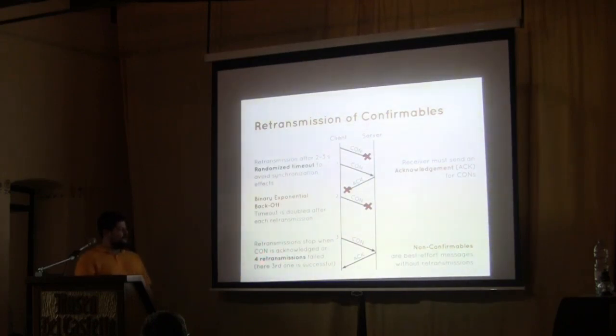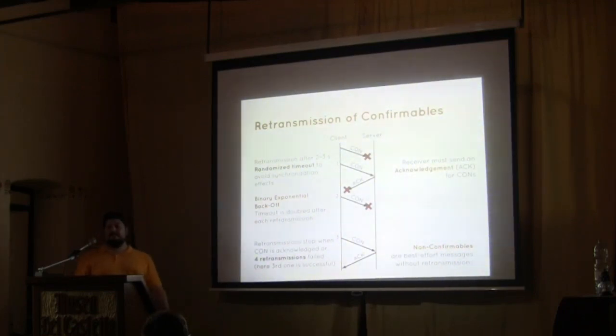So CoAP defines by default 4 retransmissions at maximum, so at most you will transmit something 5 times. And if you start with 1 to 3 seconds, double this each time, it can be 45 seconds until you finally transmit the last one.